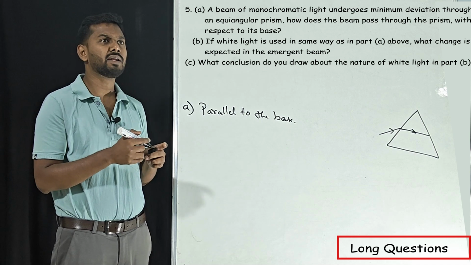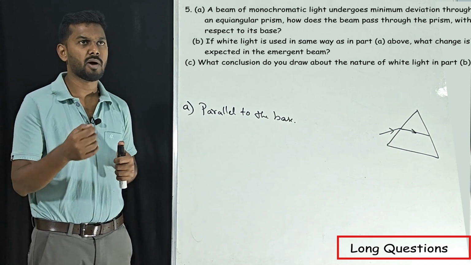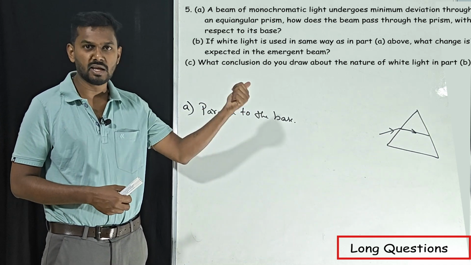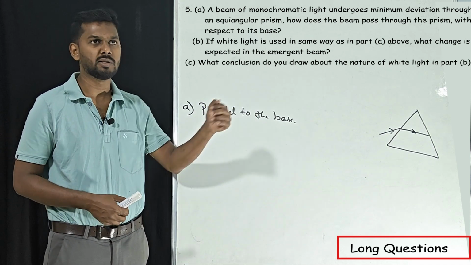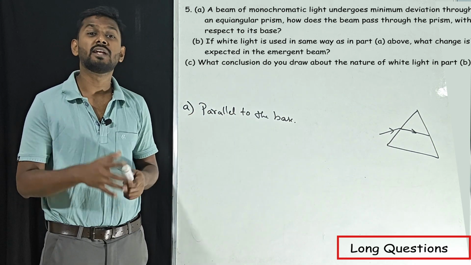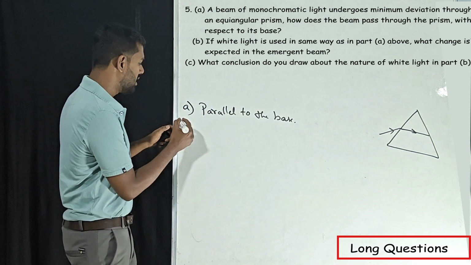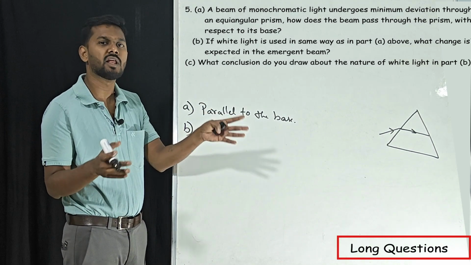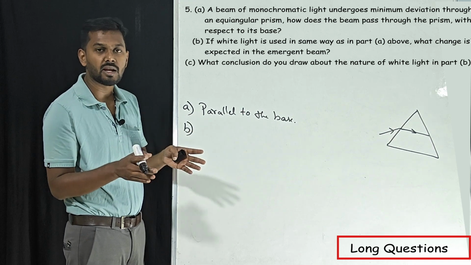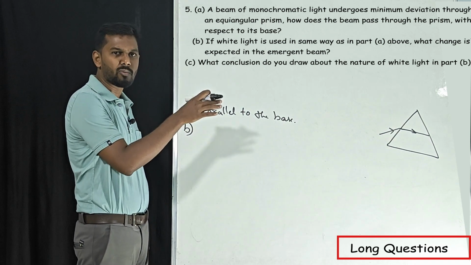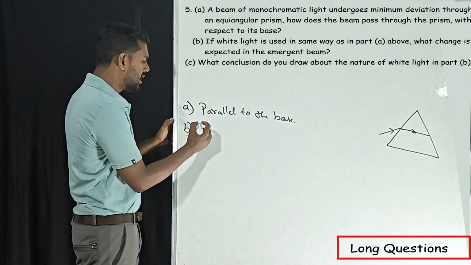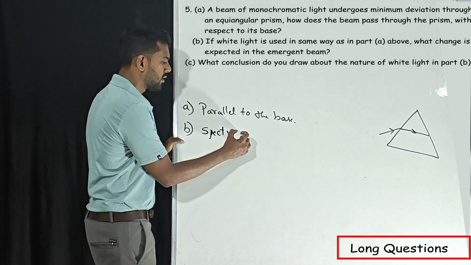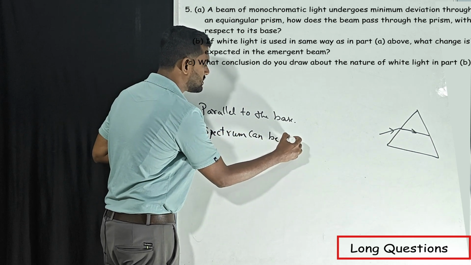Second one: if white light is used in the same way as in the part above, what changes are expected in the emergent beam? So instead of monochromatic single color, if we pass white light, what happens? In the emergent beam, it disperses into different colors. Or you can write that a spectrum is seen, a band of colors is seen, or there is a dispersion of white light, anything you can write. A spectrum can be seen.